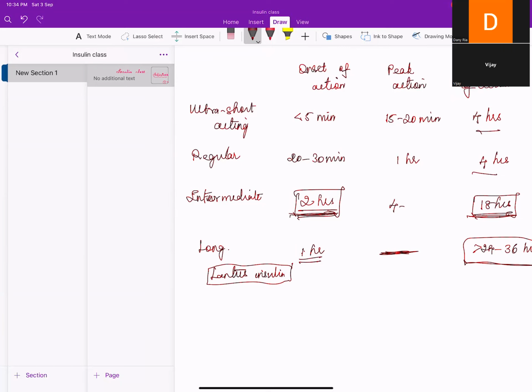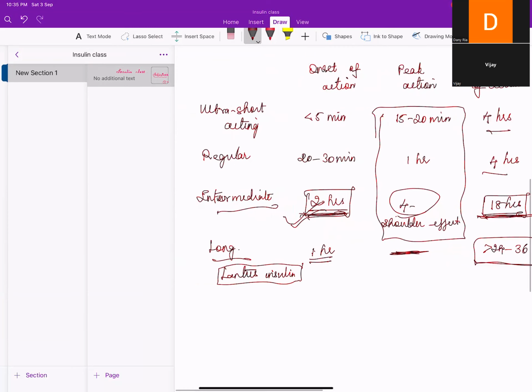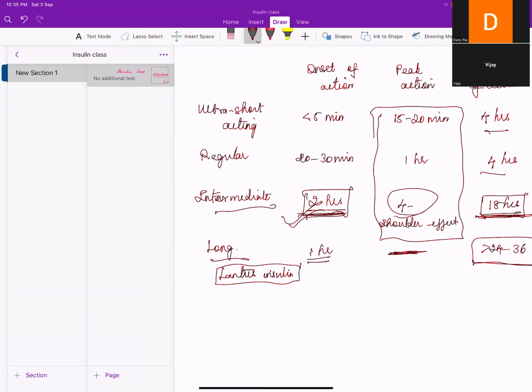So the main difference between NPH insulin and long-acting insulin is that the onset of action will be slower in intermediate. There is a peak at 4 hours, and its duration is less than 24 hours. Whereas long-acting insulin starts acting a bit earlier. There is no peak. This peaking effect is also called the shoulder effect. So for regular insulin, ultra short acting, and intermediate acting, we have the shoulder effect. But for long acting insulin, there is no shoulder effect, and the duration is longer. So which is more physiological?